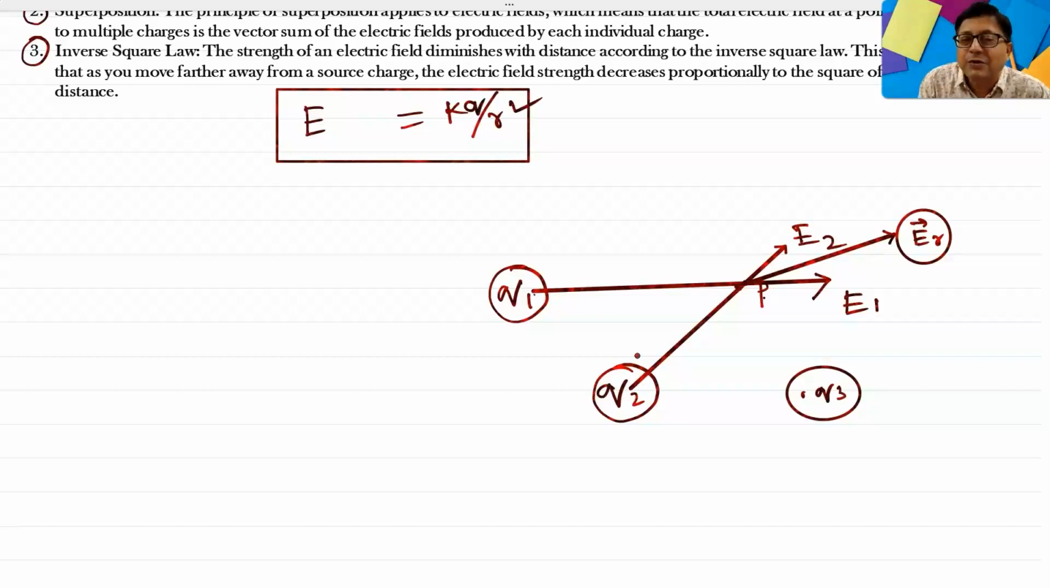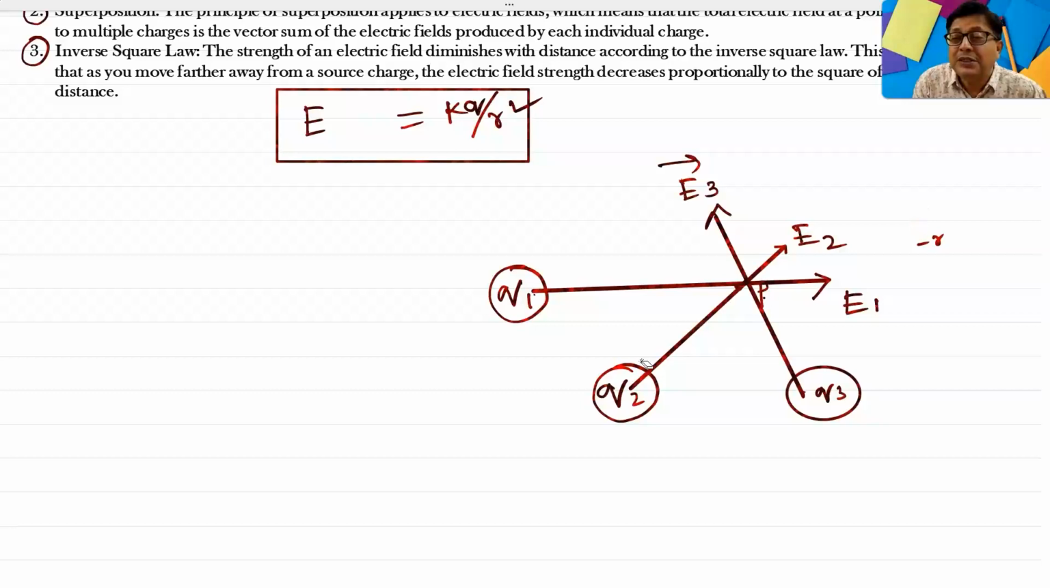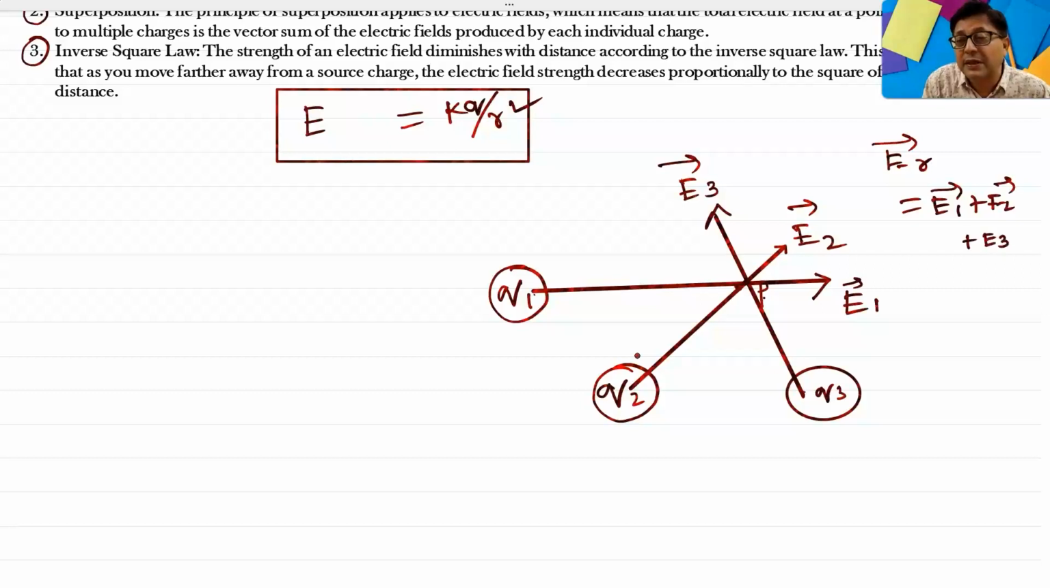E1. Due to this, E2. Due to this, it will be E3. So E3 directed this way. This time resultant will change. Resultant of E1, E2, instead of considering these two things separately, we will find resultant of E1, E2 and E3. E resultant is going to be equal to E1 vector plus E2 vector plus E3 vector. Okay? So this is superposition principle.